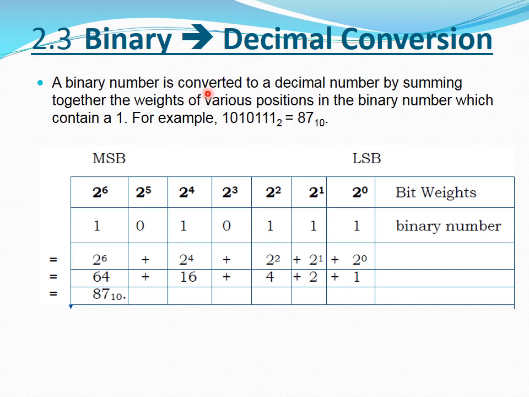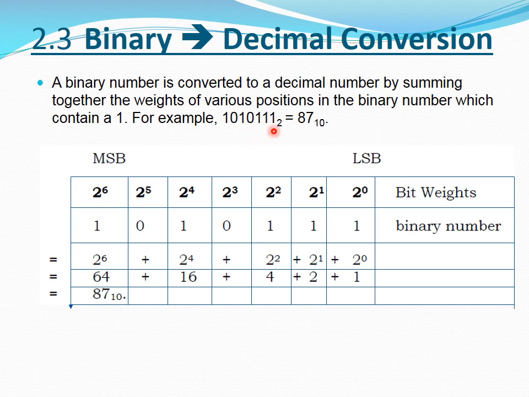A binary number is converted to a decimal number by summing together the weights of the various positions in the binary number which contain a 1. For example, 1010111 base 2 is equal to 87 base 10. Base 10 indicates the decimal number, base 2 indicates the binary number.